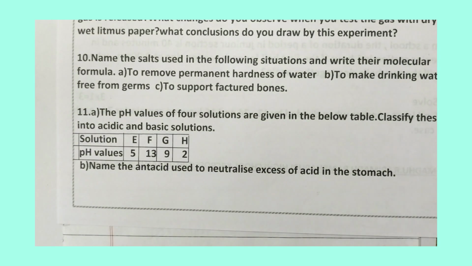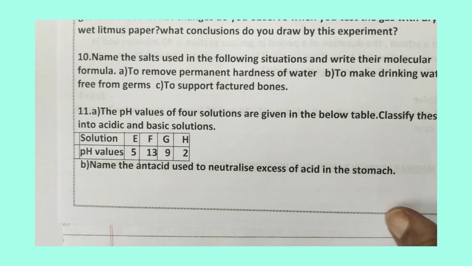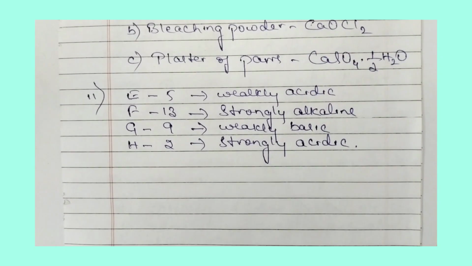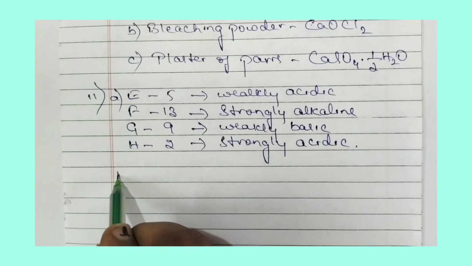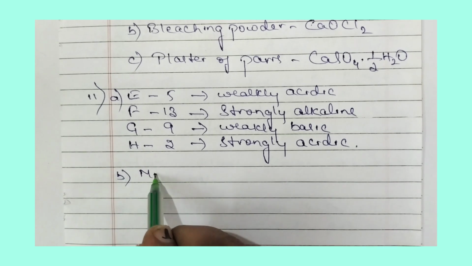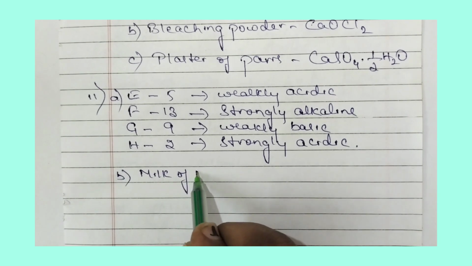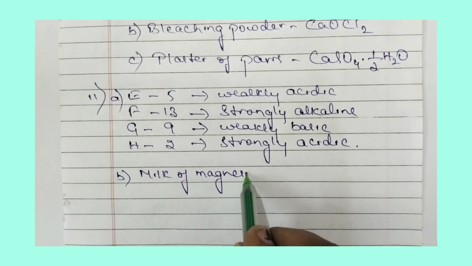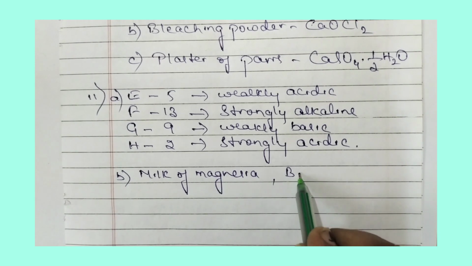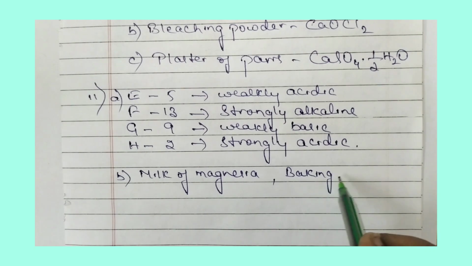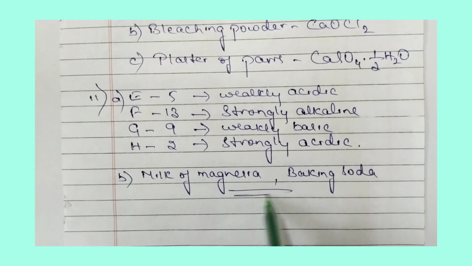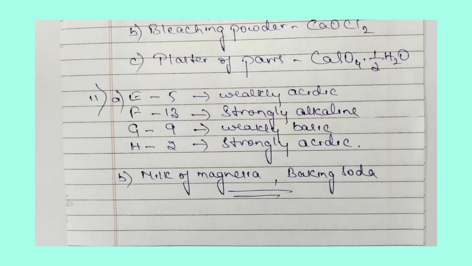Now let us move to part B of this, and this is the last question. Name the antacid used to neutralize excess acid in the stomach. So the name of the antacid is, either you can use milk of magnesia, that is magnesium hydroxide, or even you can use baking soda. So baking soda can be used as an antacid. So these are the two antacids that can be used to neutralize acid present in the stomach.